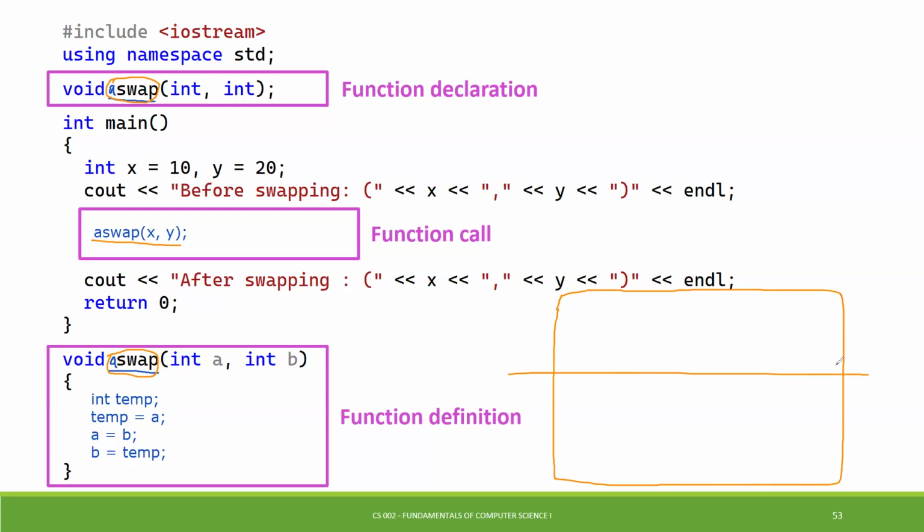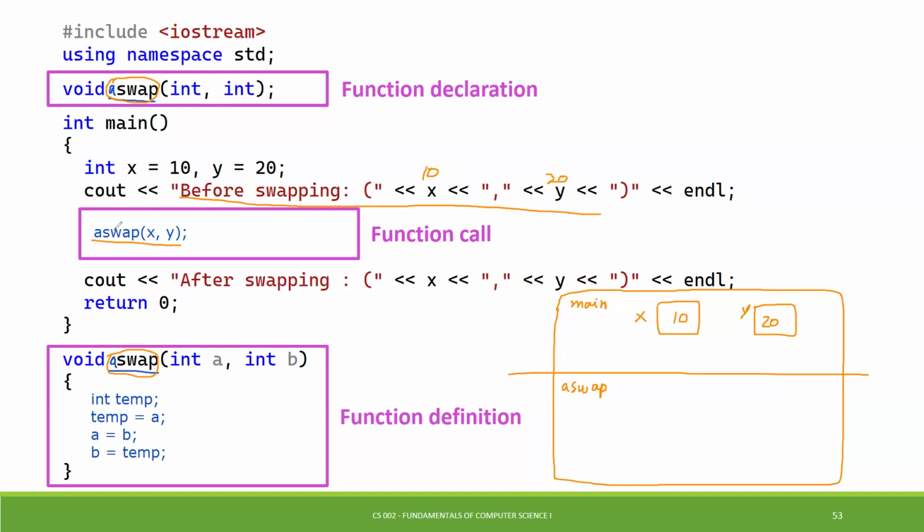Okay, I have main memory for the main function and for the swap. Guys, look at this one. In the main, I create x and y, x is 10, y is 20. Then this line will be printed out, right? Before swapping, 10, 20 will be printed out.